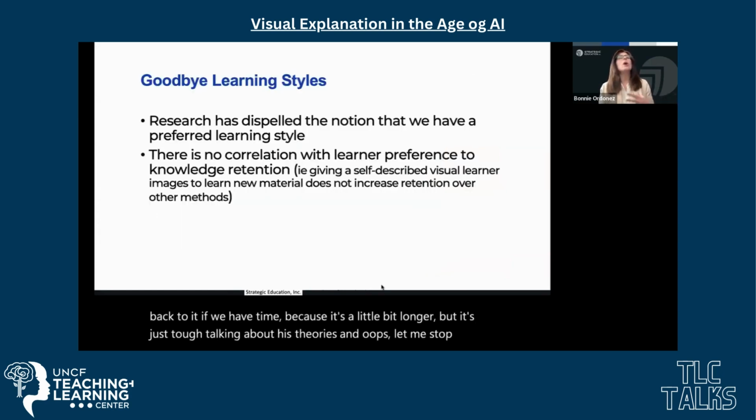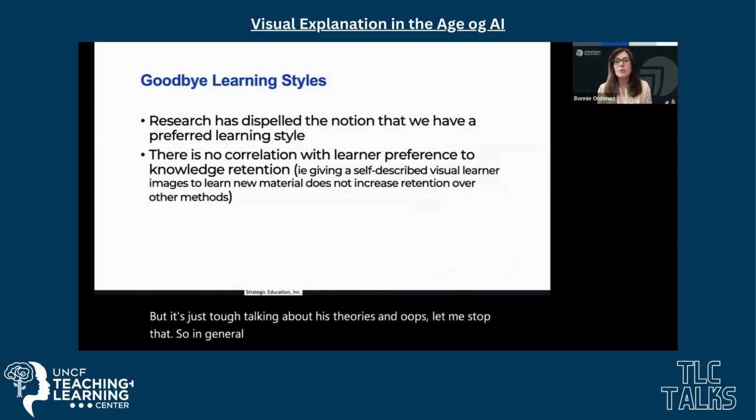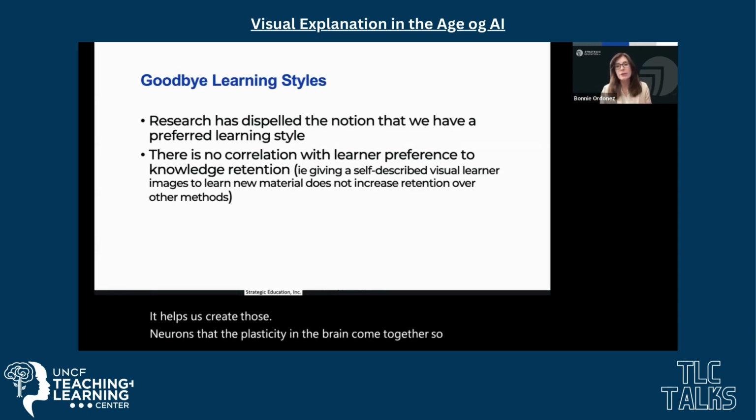So in general, what the explanation tells us is that we can form better connections in our brain by looking at a visual. It helps us create those neurons, that the plasticity in the brain come together so that we can recall better through an image.